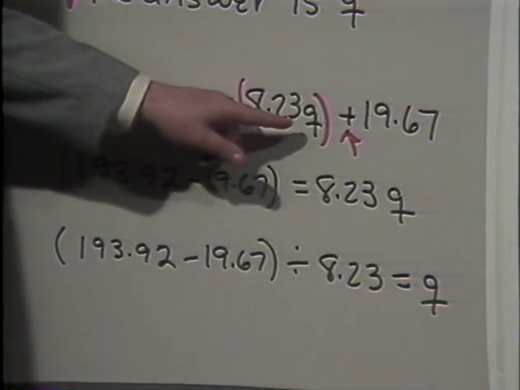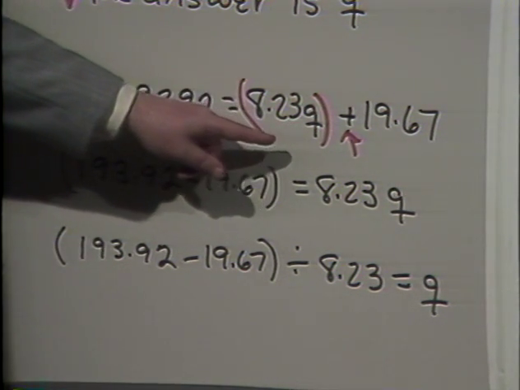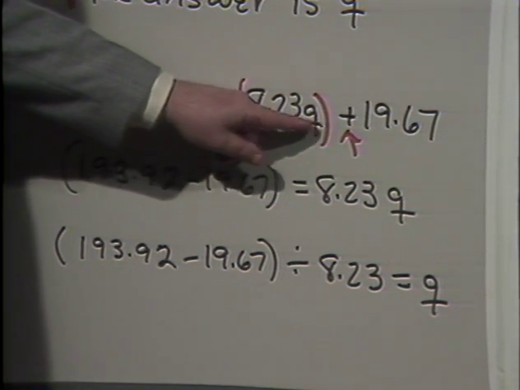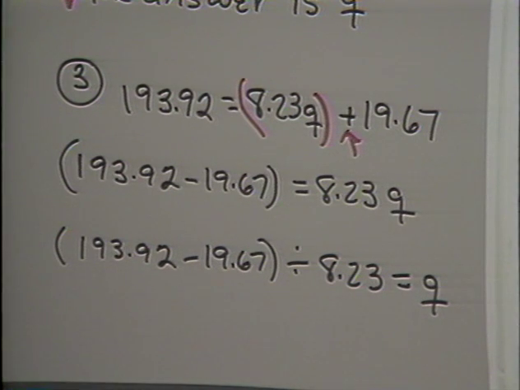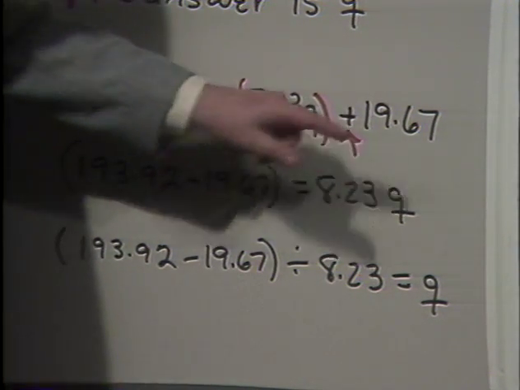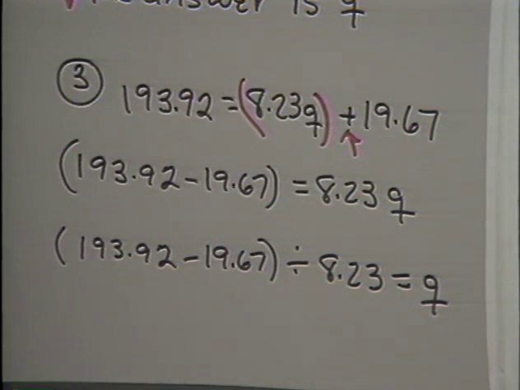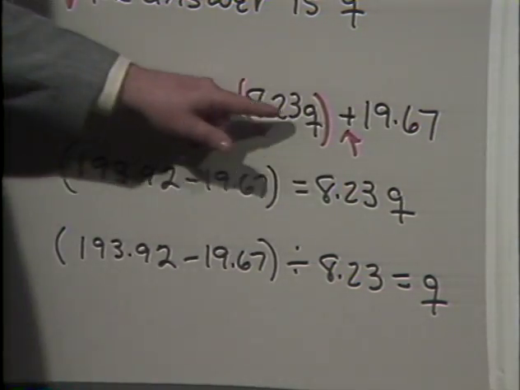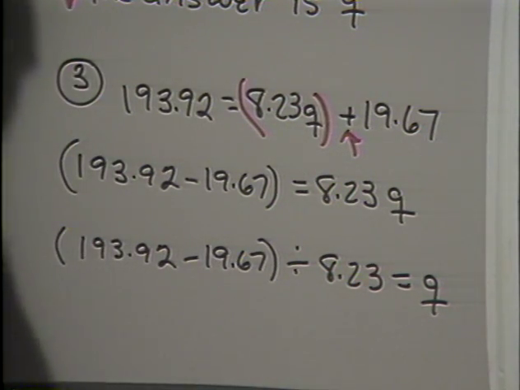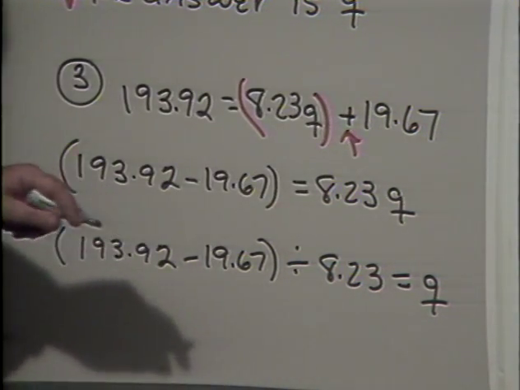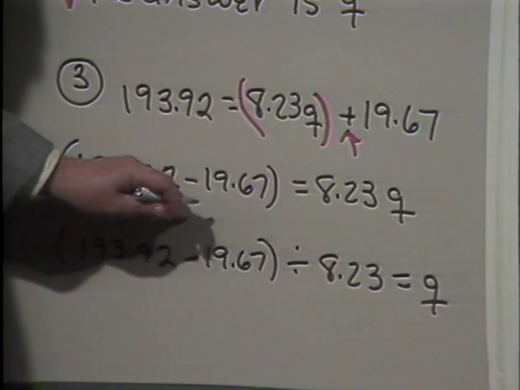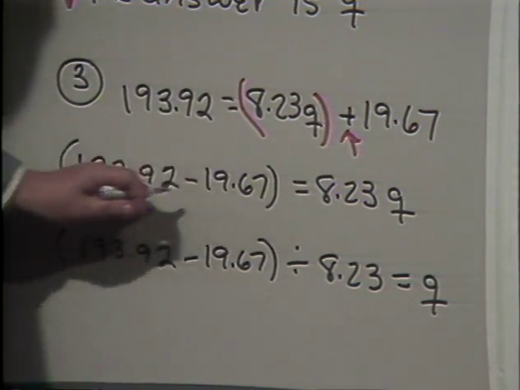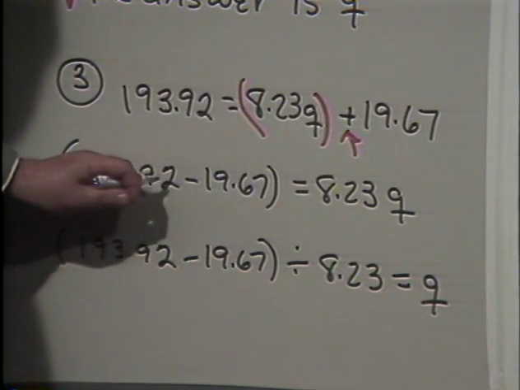Before, it was inside the parentheses, but there was a different set of parentheses. Remember, what parentheses was it in the previous problem? It was inside the parentheses Q plus 19.67. Now what's blocking the parentheses is the 19.67. How's the 19.67 blocking the parentheses? It's being added. To undo adding, you're going to subtract. So what do I do first? I first subtract the 19.67 from the 193.92.